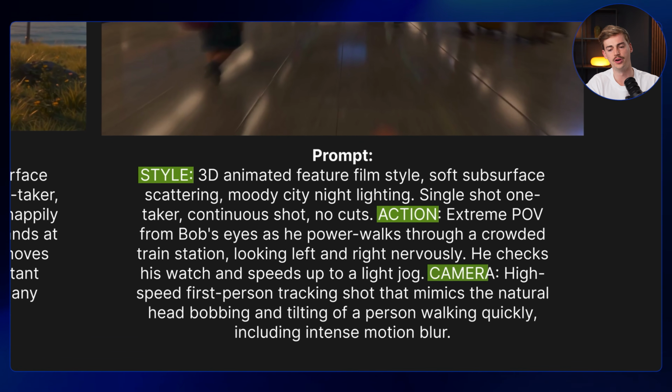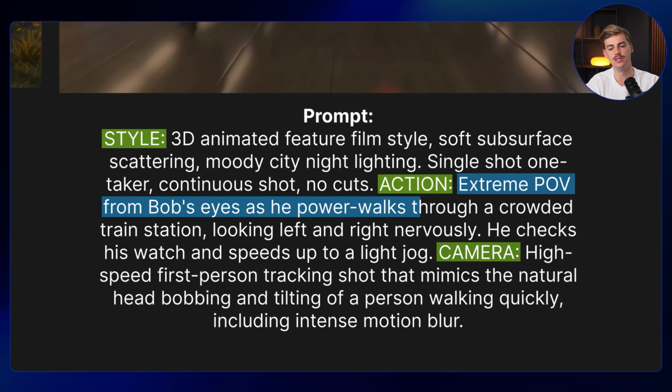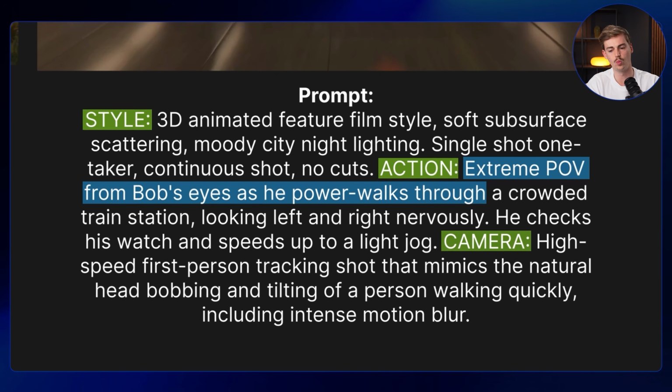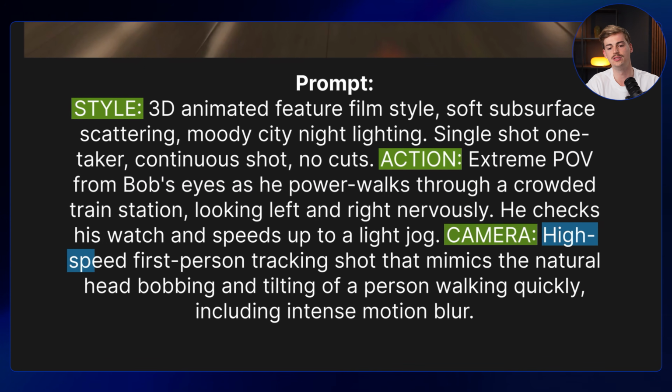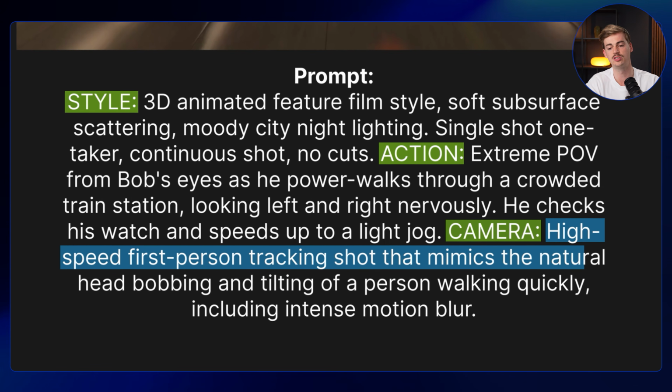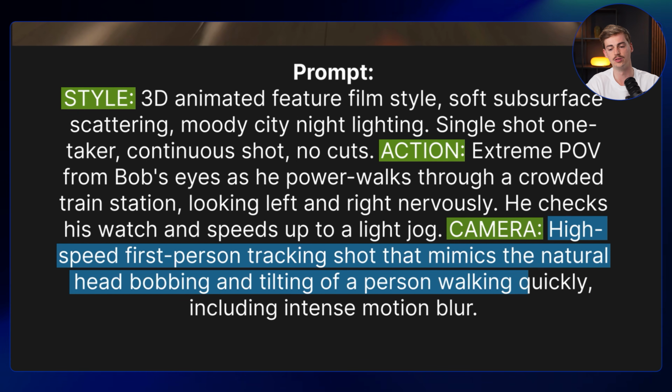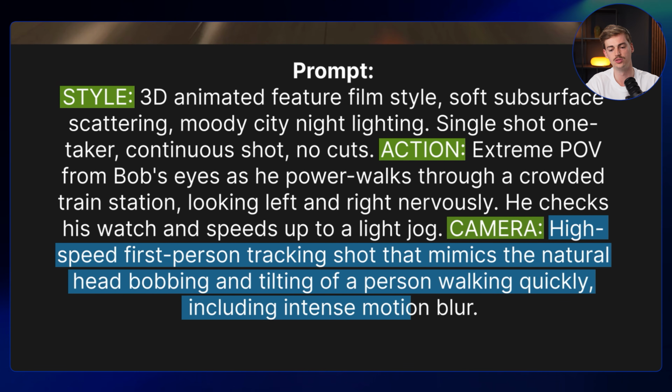This one is a bit harder, where we have an extreme POV from Bob. As he's walking through, it's a high-speed first-person tracking shot that mimics the natural head bobbing and tilting of a person walking quickly through, in this case, a train station. So let's take a look.